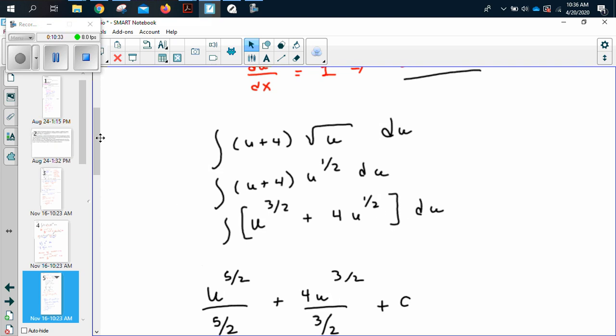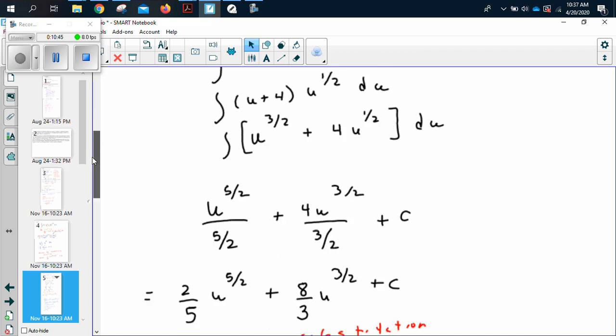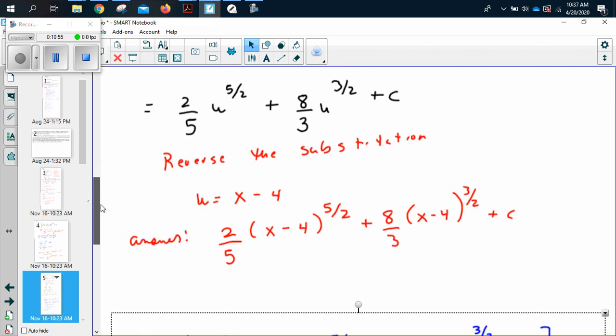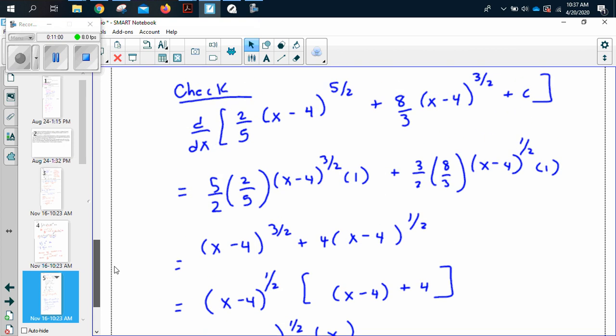Then I can find the antiderivative of that. Add 1 to the exponent, divide by the new exponent, add 1 to the exponent, divide by the new exponent, and go plus c. And then I simplify that, and that's my, well, that's not my answer. I have to reverse the substitution. So I replace u with the x minus 4, and then I have my answer, and you can go through and check it.